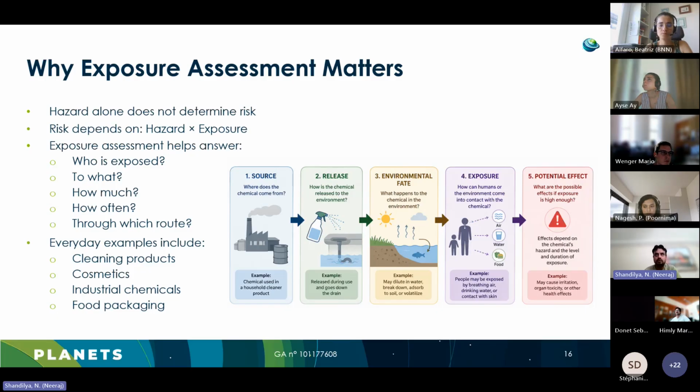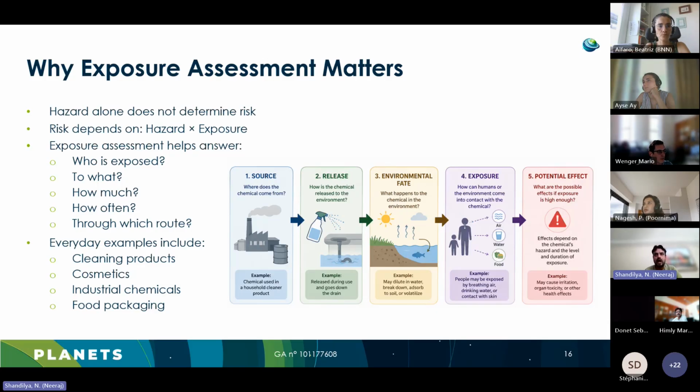Everyday examples of exposure could be when you're using a cleaning product, so you're cleaning your table or your kitchen counter, the cosmetics that you're applying to your body, the industrial chemicals that someone is using, and even the food packaging industry. These are very common examples in our day-to-day lives. Now, a very basic way of approaching this entire subject of exposure is that, first of all, we talk about the source. Where does the chemical come from? This could be the chemical used in household cleaner products. Then there comes the release.